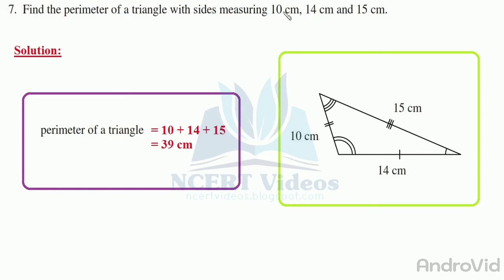So how can you add it? It is very simple. Five plus 4 is what? 9. 9 plus 0 is 0. So 9 as it is. And 1 plus 1 plus 1 is 3. So this is 39 centimeter as your perimeter.